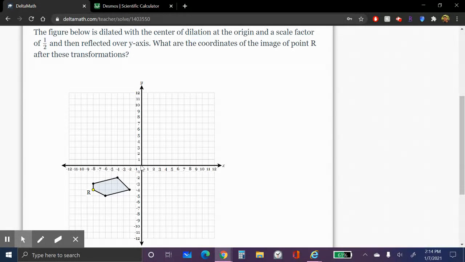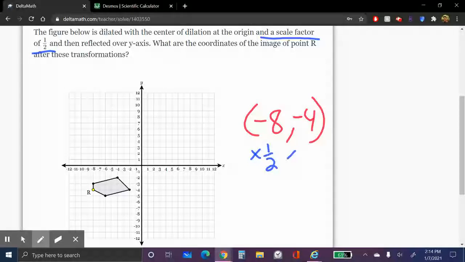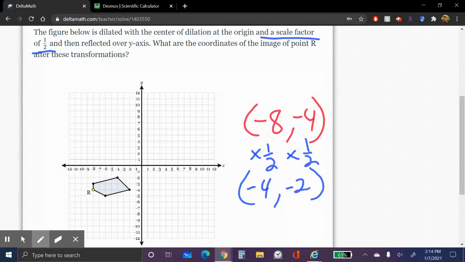All right, here we go. Last one here. My point is (-8, -4). So I'm going to write that down. (-8, -4). I'm going to dilate it by a scale factor of 1/2. So that means I have to multiply both of these by 1/2. And you get (-4, -2).